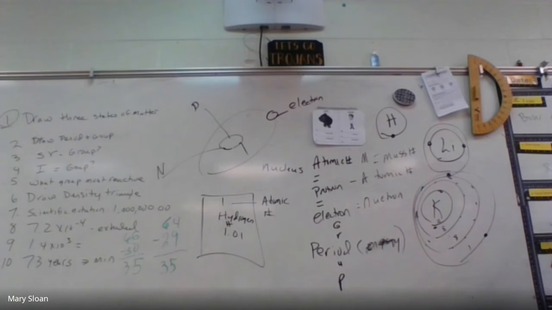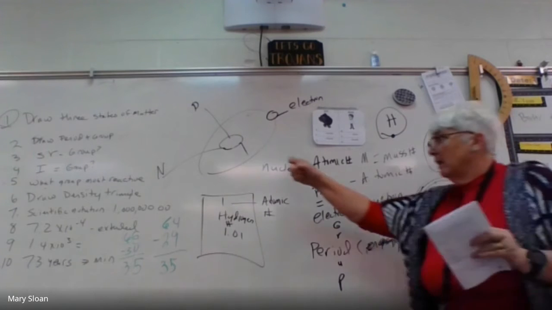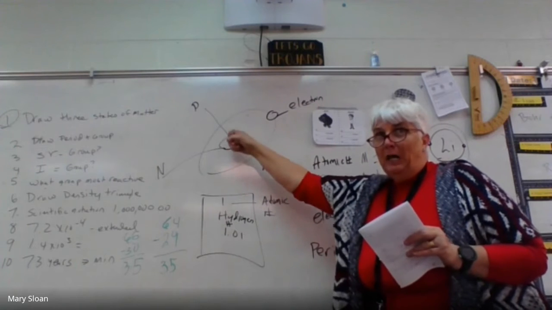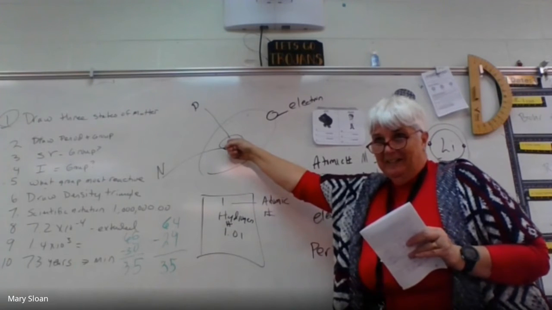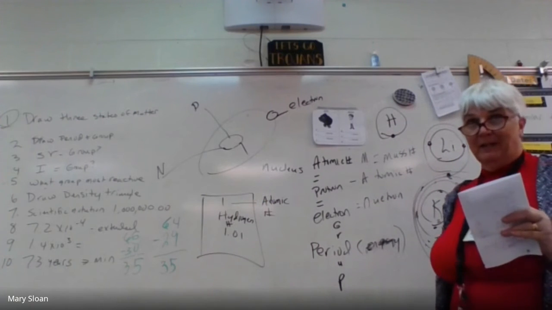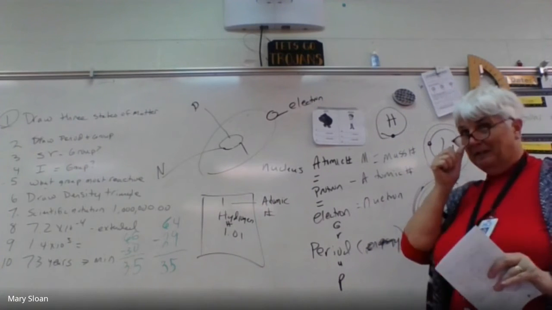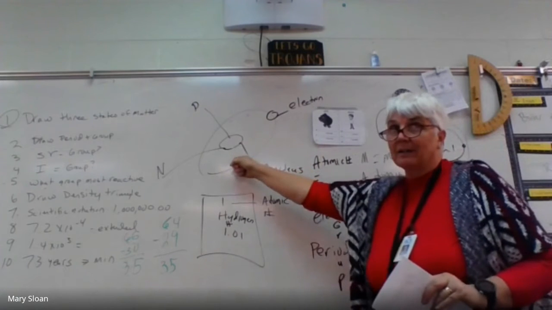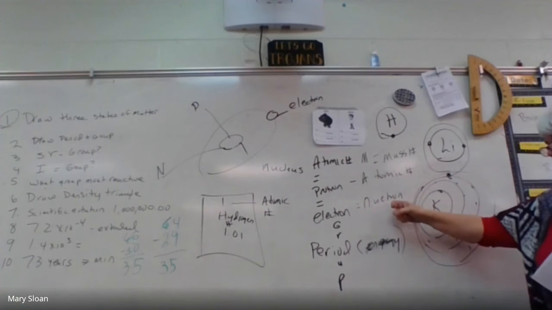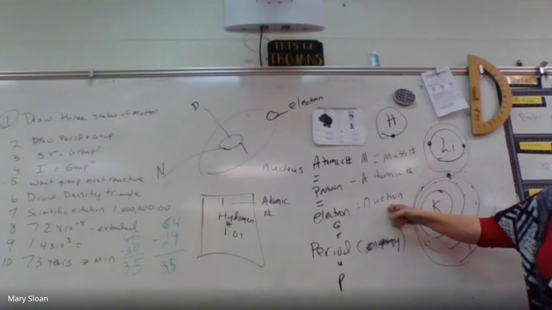Okay, so what is a neutron? Where is a neutron located? In the inside of the nucleus. Does a neutron have to do anything with neutral? Yes, because it is neutral, no positive or negative charge. Okay, how do I find a neutron? Atomic mass minus atomic number equals neutron. Write that down.